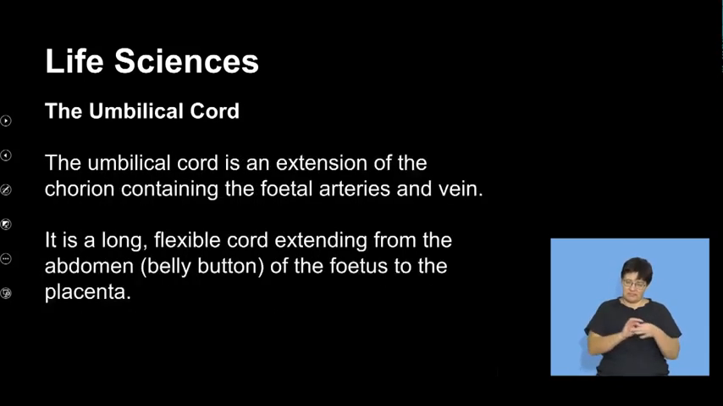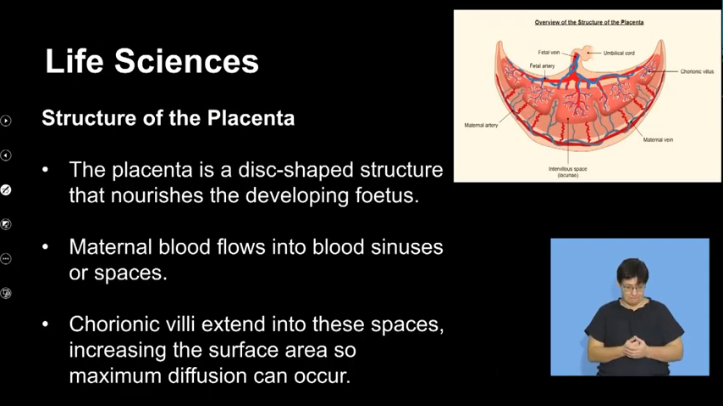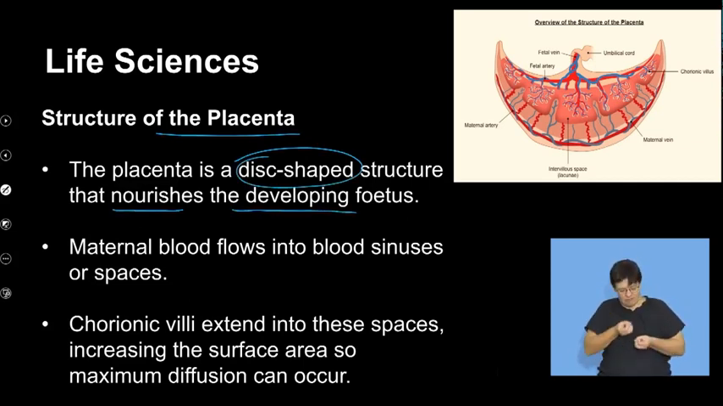I'm going to step back a bit just to give you context to where we were. If we take this placenta and place it into the developing uterus of the mother, we see that this is the disc-shaped structure, and here you'll find the fetus on the upper side, attached here. That's just to give you context to where we are. Okay, so let's look at the structure of the placenta. As I mentioned, it's a disc-shaped structure which is important in nourishing the developing fetus.